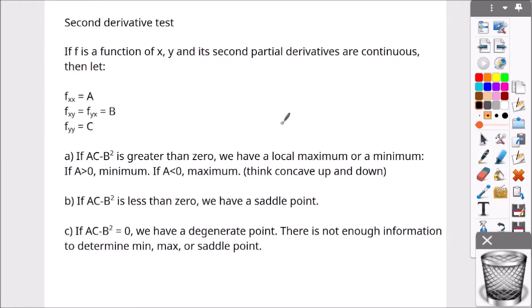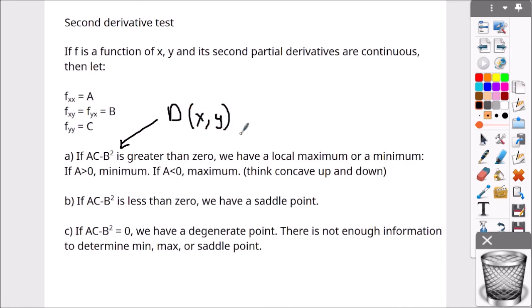called the second derivative test. And this is the ultimate second derivative test for two variables. If f is a function of x, y, and its second partial derivatives are continuous, then we let f sub xx be a, f sub xy or f sub yx be b, and f sub yy be c. So ac minus b squared, which we call d of xy.